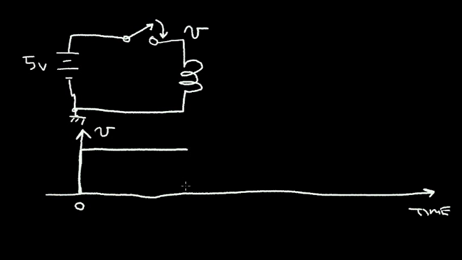And let's presume that at some point in time, I open the switch. So at this point, I open the switch. I'll call it SW for switch. So when I open the switch, the current in the inductor stops. There's no path for the current to flow.